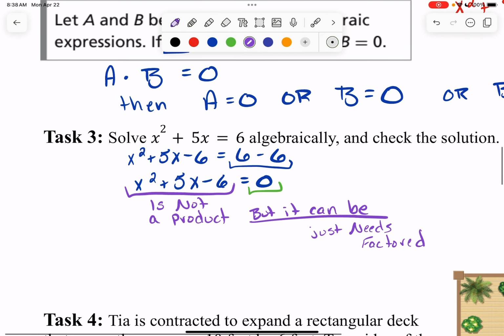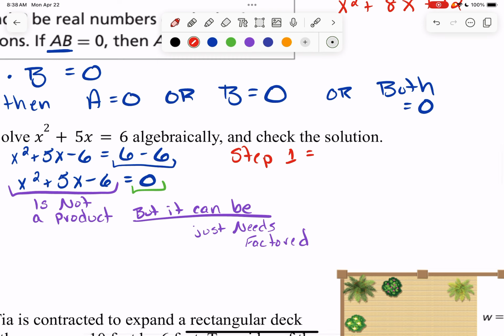So when solving these quadratics, step 1, set equal to 0. Maybe move everything to one side and set equal to 0. Step 2, factor it. Now we want to factor this.